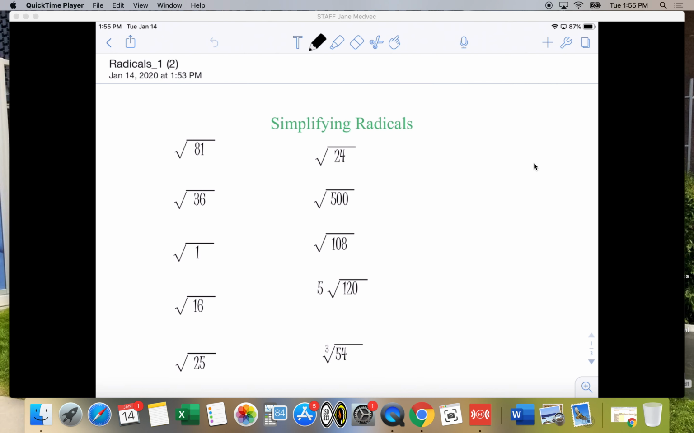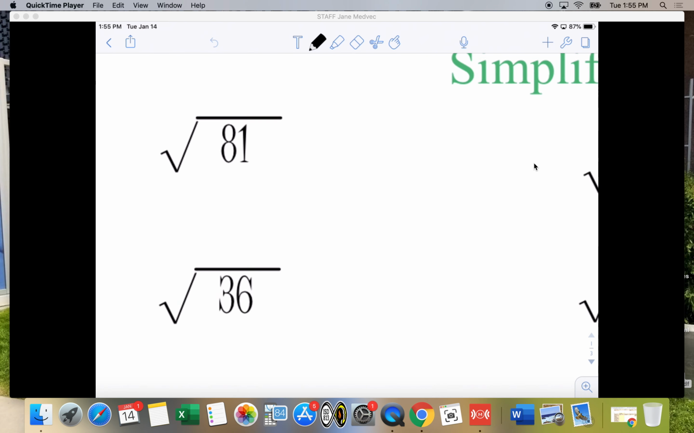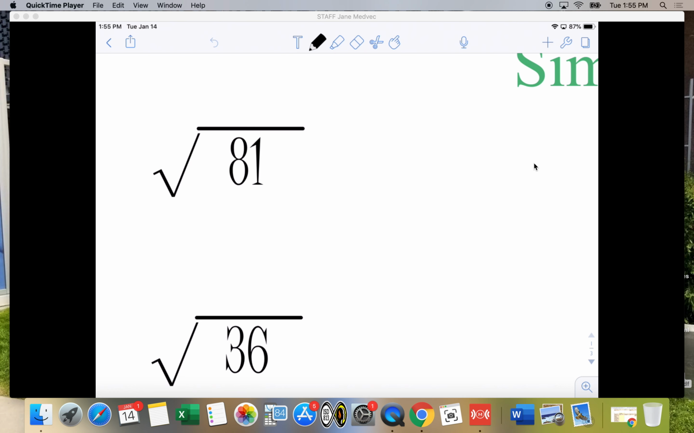So we're going to look at day one. This is simplifying radicals without variables. Tomorrow we'll include variables. But what we're going to do today is we're going to take a look at these, and we're going to look at each number, and we're going to see if we can reduce it to the point where it's just a simple number or it's something like 2 root 3.